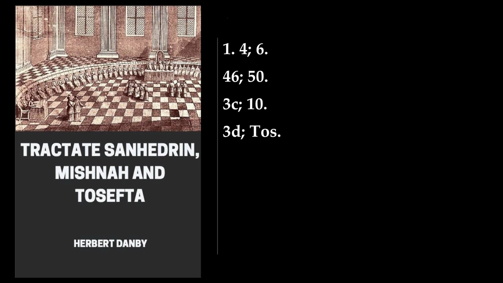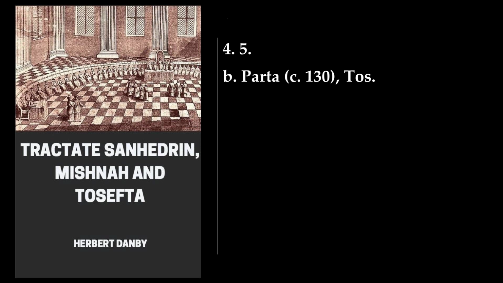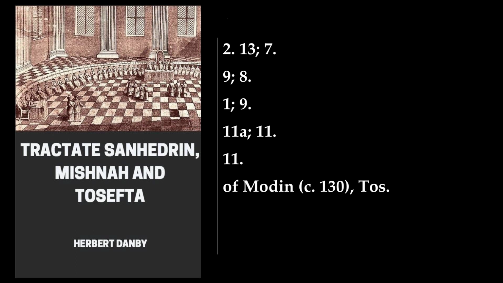3d, TOS. 3, 1. B, Jacob, c, 150, TOS, 1. 2. B, Jose, c, 175, TOS. 4, 5. B, Parta, c, 130, TOS. 4, 8. B, Zadok, c, 70, Mish. 7, 2, TOS. 2, 13, 7. 9, 8. 1, 9. 11a, 11.